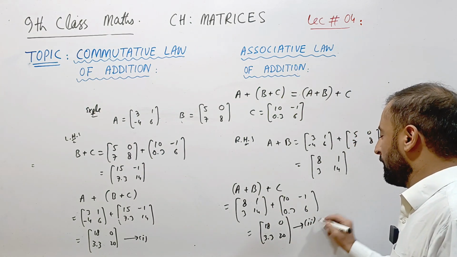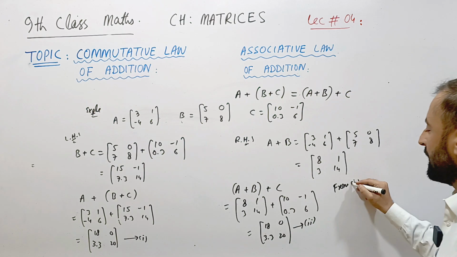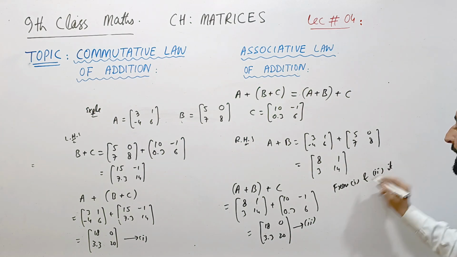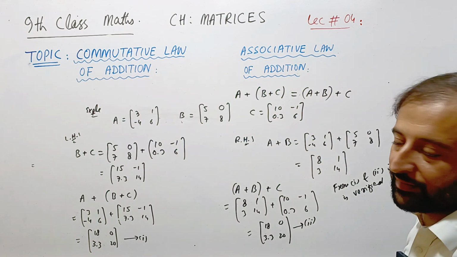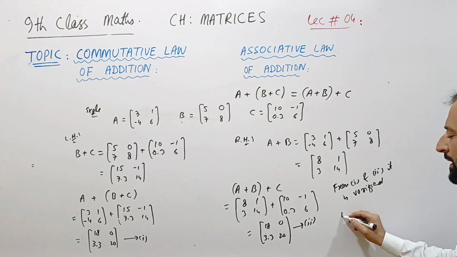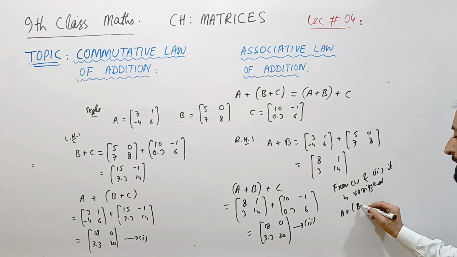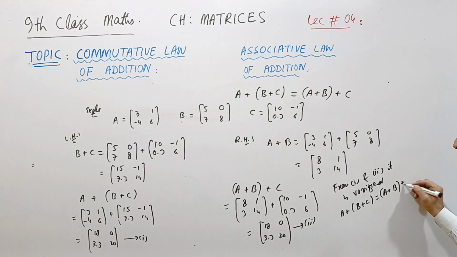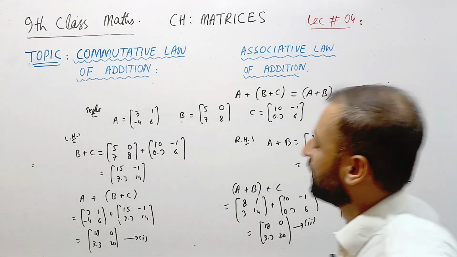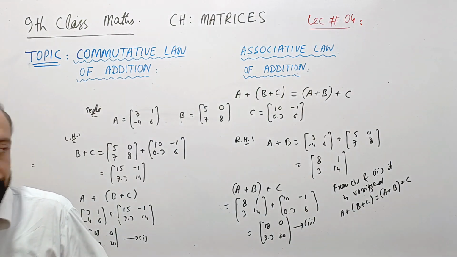Then you say that from 1 into it is clear. From 1 into it is verified. We say the law is verified. Not proved, the law is verified. A plus B plus C is equal to A plus B plus C, or associative law of addition is satisfied.